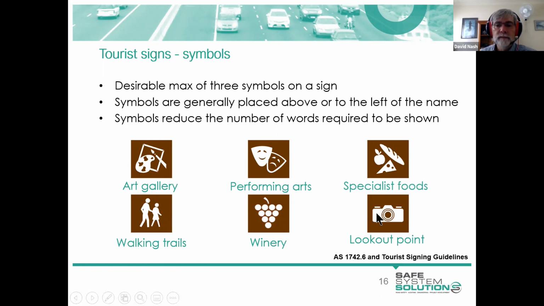So, for instance, if you're using the Lookout Point symbol, you don't really need to put the word lookout on there. So we should use the symbols to replace words, not necessarily just to add more things to the sign. Of course, there are many other symbols available. There's ones for heritage, museum, Wales, Aboriginal heritage, cross-country skiing, downhill skiing. So there's quite a few other tourist symbols, and standard ones. Again, don't invent your own symbols unless they are well tested and approved at the state government level.